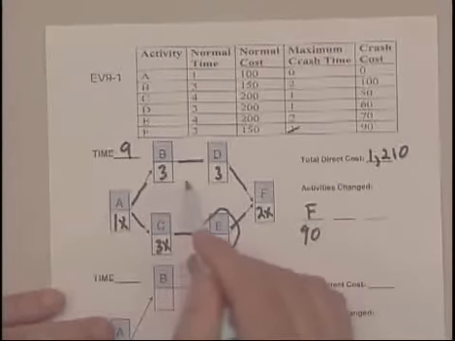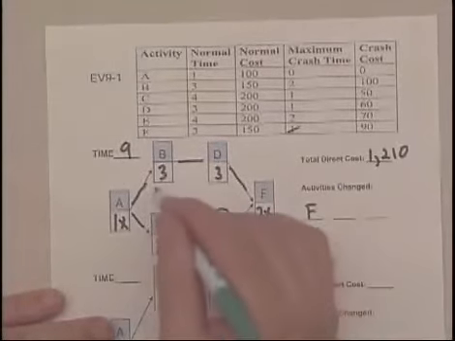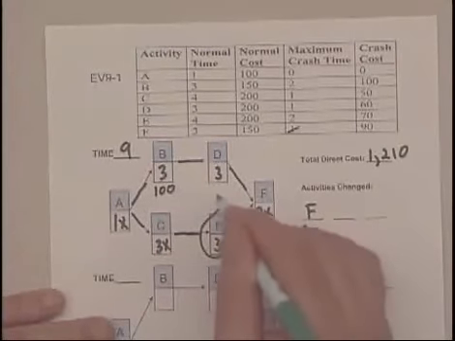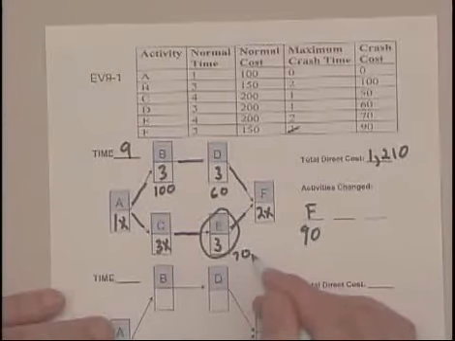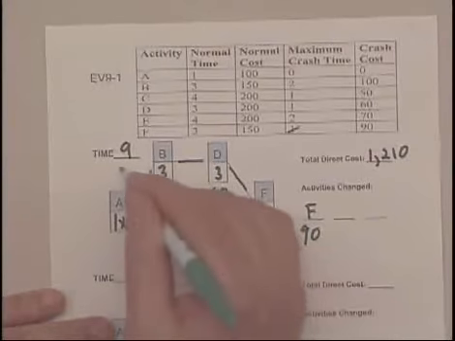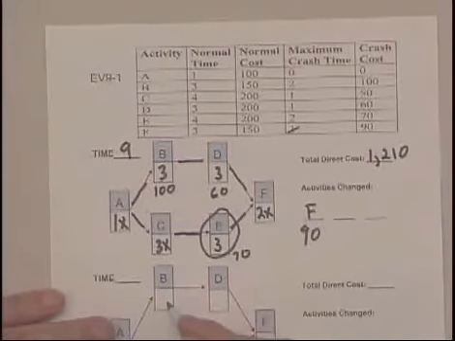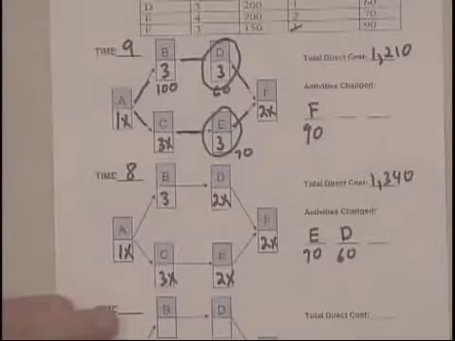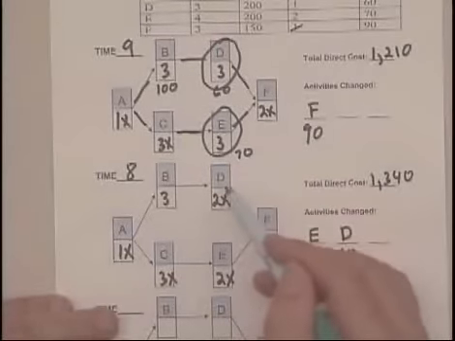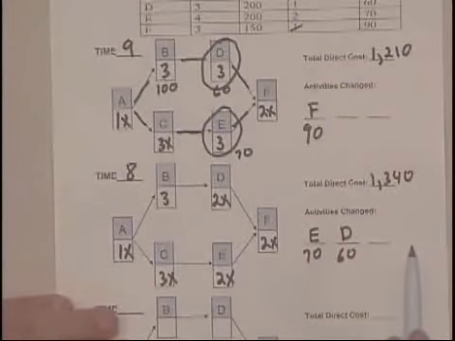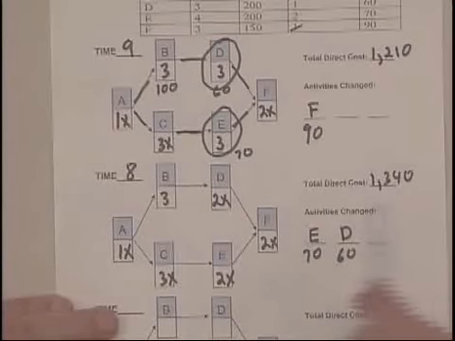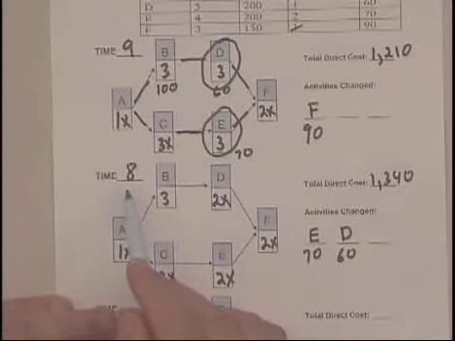Now we have to choose between B or D, and B we know costs 100 and D costs 60. So we're going to have to add that with the cost of E, 60 and 70, to get us from 9 to 8. So I've gone ahead and recorded the changes in both D and E, put X's next to them because they reached their maximum crash time, total up the two costs. We got a new total of 1,340 to do the project in 8 days.